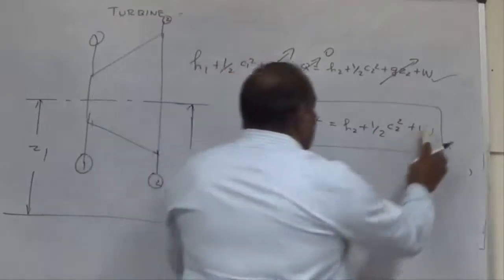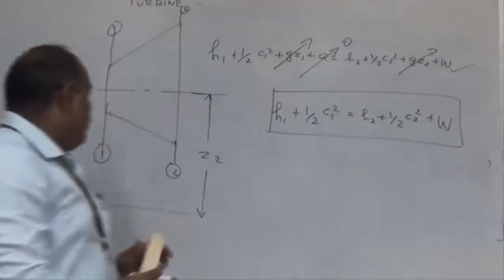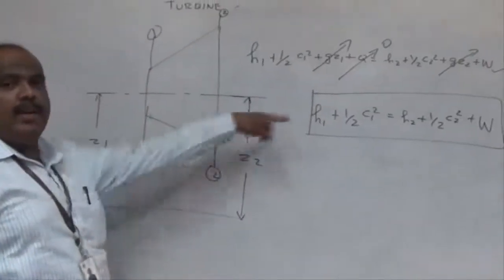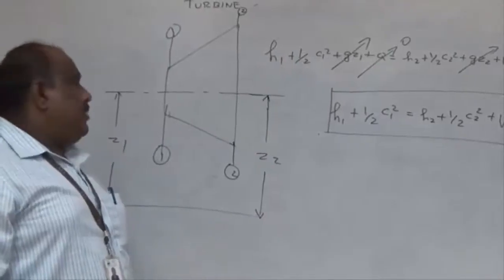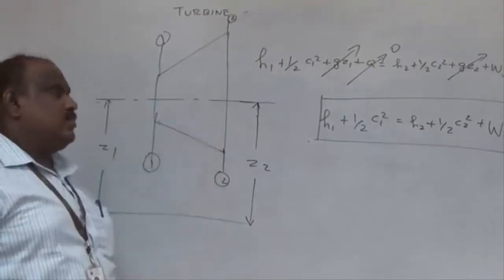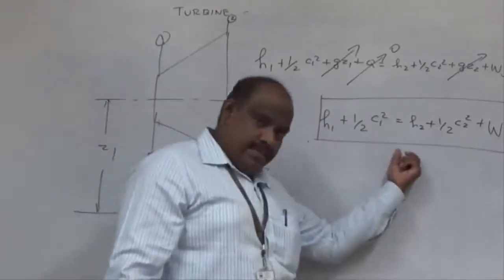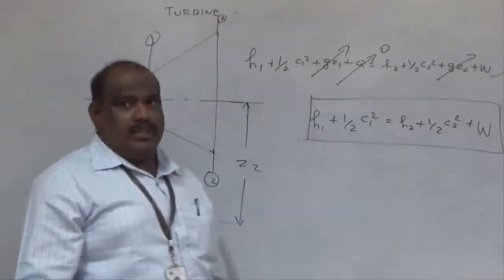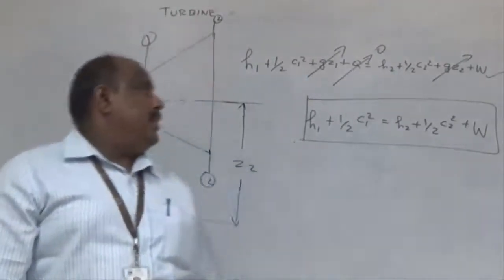Is capital plus work done. But in the problem they may give some heat loss. Then you have to include Q. Then will the Q be positive or negative? Negative, because heat loss is exothermic, so it's negative. So that will come in a particular problem. But the general expression for the turbine is this one: H1 plus half C1 square equal to H2 plus half C2 square plus W.